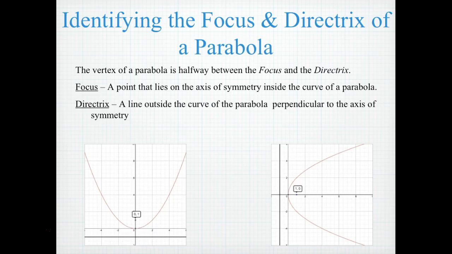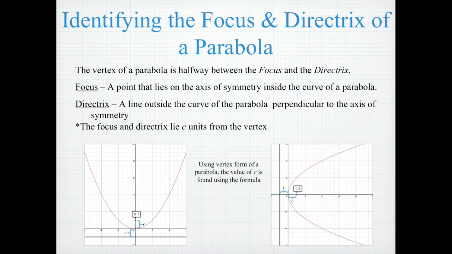So in the diagram below, you see the curves, and notice just inside the curve is a coordinate that's called the focus, and just outside the curve you see a line that's perpendicular to the axis of symmetry. That's called the directrix. Now the focus and the directrix lie c units from the vertex. So as the first line states, the vertex is halfway in between the focus and the directrix, and c represents the distance from the vertex to the focus and the distance from the vertex to the directrix.